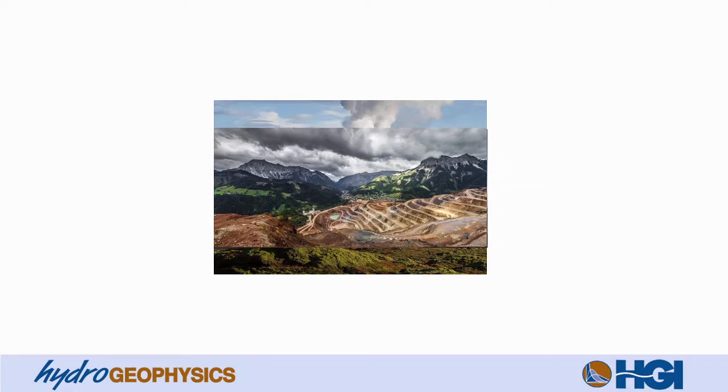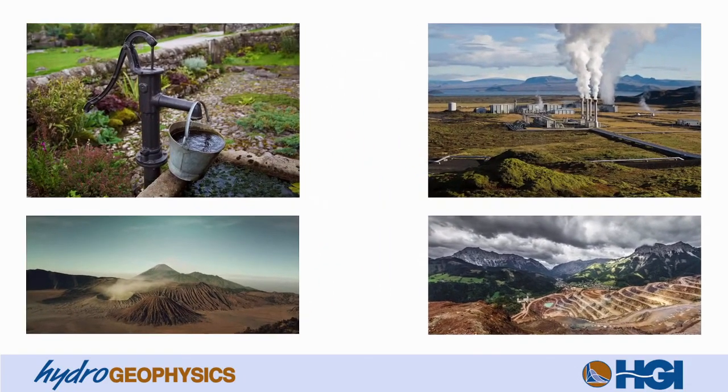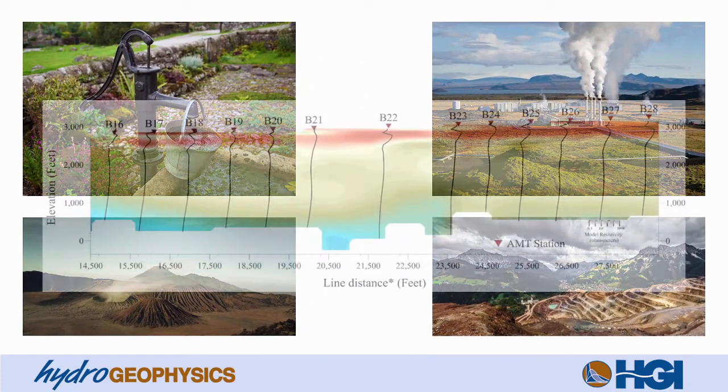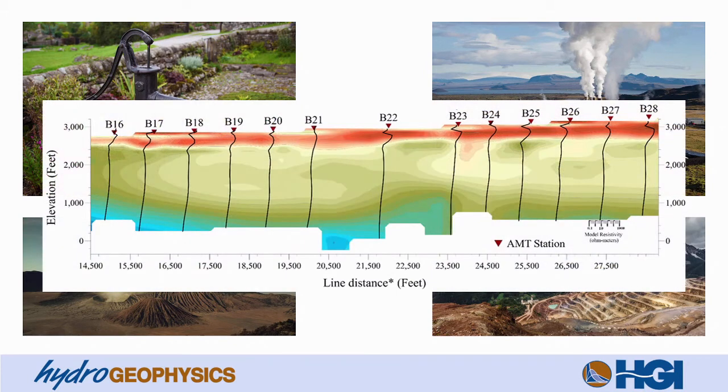How can an HGI geophysical study with AMT benefit you? AMT data can further inform your basin structure for a groundwater model, identify deep geothermal deposits, highlight conductive mine deposits, or differentiate between briny deposits and potential freshwater.